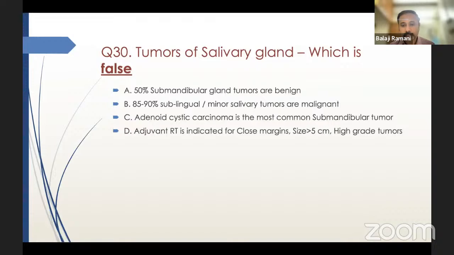Okay, I'm seeing C, D, A, one more C, Gaurav, Bharadwaj. Okay, so many of you, Gaurav, Bharadwaj, Habiba Ali, Vijay Chaudhary, all of you have gotten it right. So this is the correct answer. So adjuvant radiation is indicated in close margins when the size is more than 4 centimeter, not more than 5 centimeter, and in high-grade tumors. All the other statements here are absolutely correct.